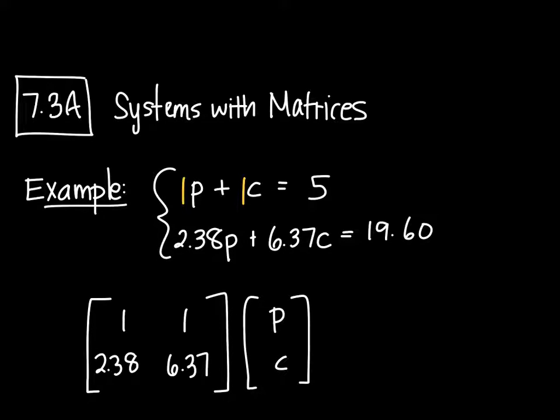Next to that, you put a single matrix of P and C, and it's written in a column, not in a row. You just need P and C once because we only have one set of variables. And then after the equal sign, you again have a column, and that's going to be the 5 and the 19.60. So that's how you turn a system into a matrix. You'll always have a 2-by-2 or a square matrix, a 3-by-3, followed by a variable matrix, and then a constant matrix on the outside.